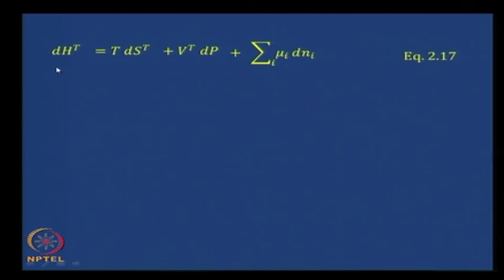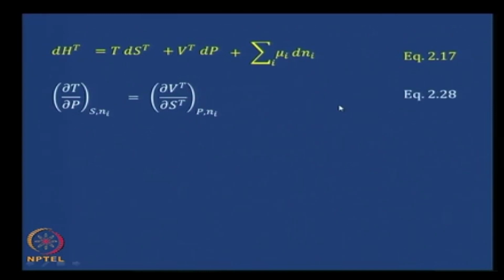Let us take another example. I will give you all 4 or all more than 4 in the first case. dHt we have seen is T dSt plus Vt dP plus summation of mu_i dn_i, and this was equation 217 before. If we apply the reciprocity relationship here, ∂T/∂P at constant S and all other n_i equals ∂Vt/∂St at constant P and all other n_i, equation 228.